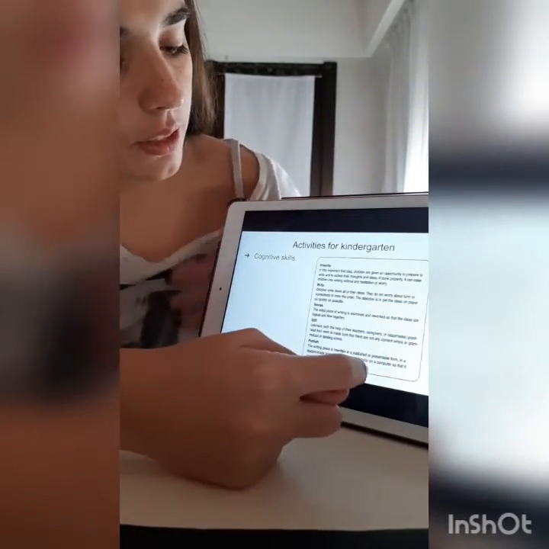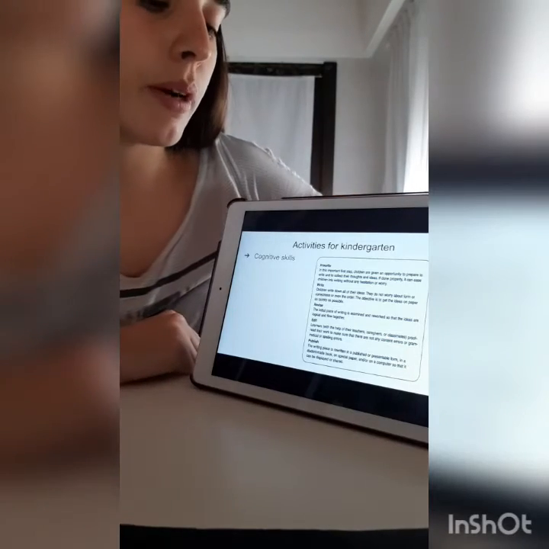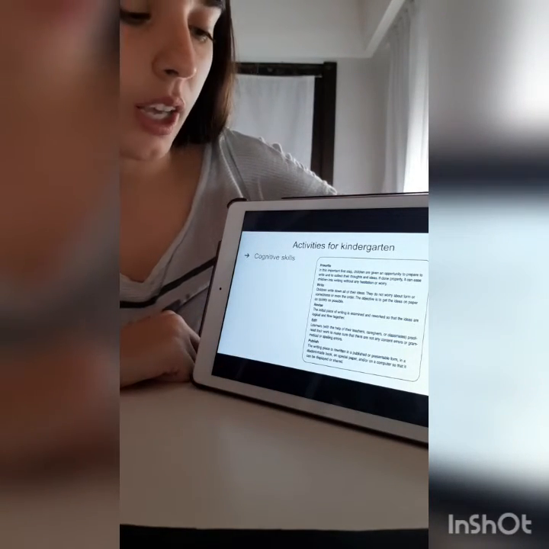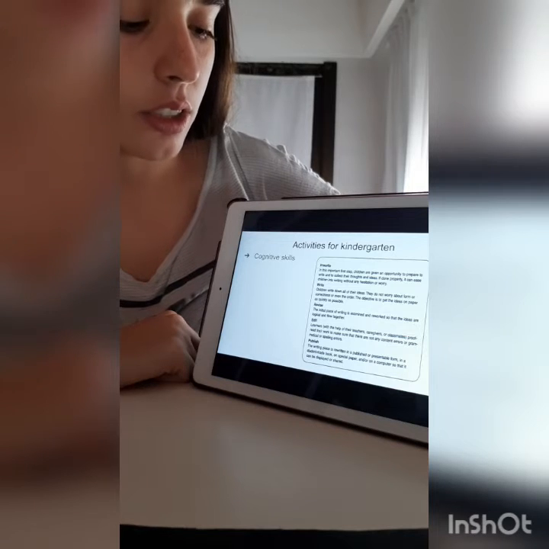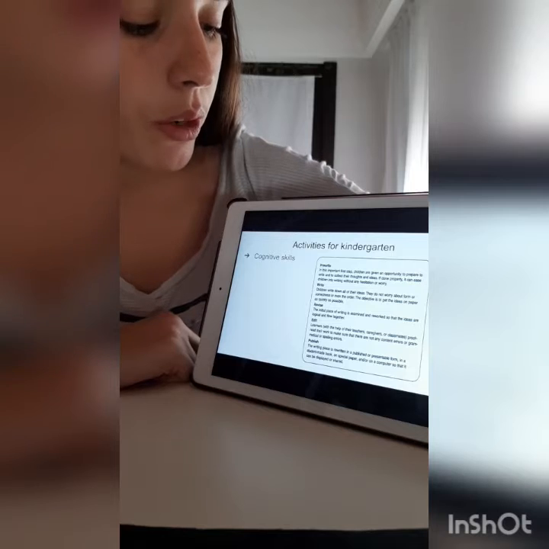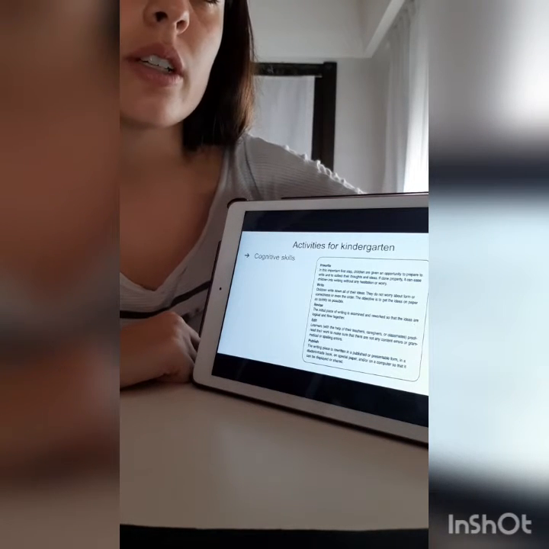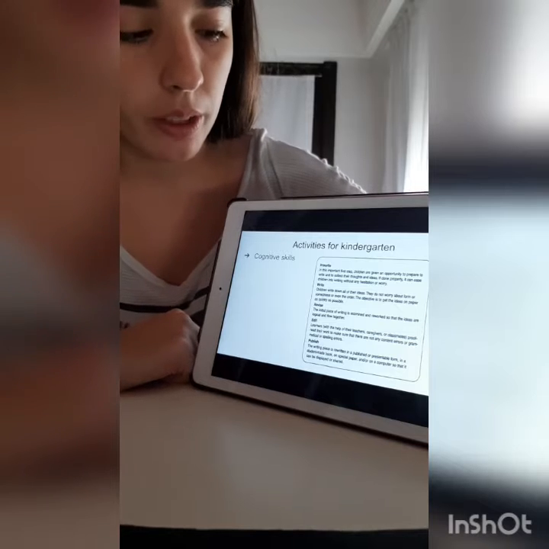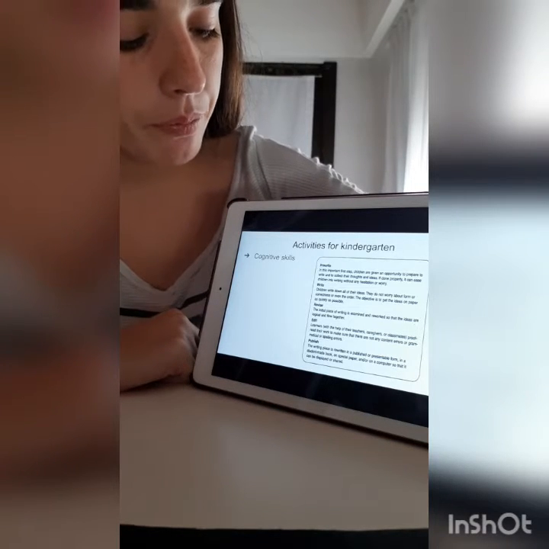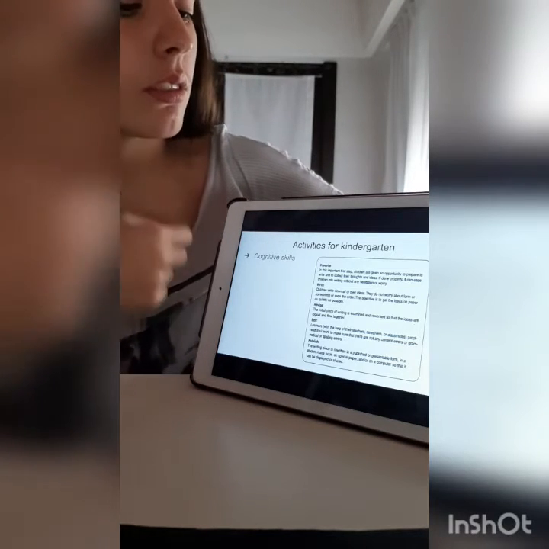And then we have the cognitive skills. This is mostly for primary school, but we can adapt some of these steps for kindergarten students. First of all, we have pre-writing. In pre-writing, we are going to do some brainstorming of ideas.